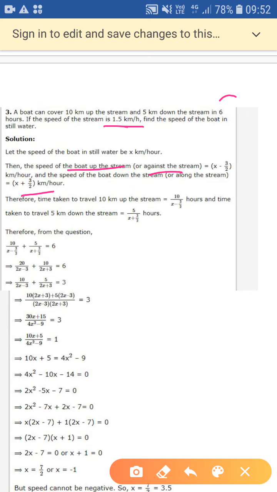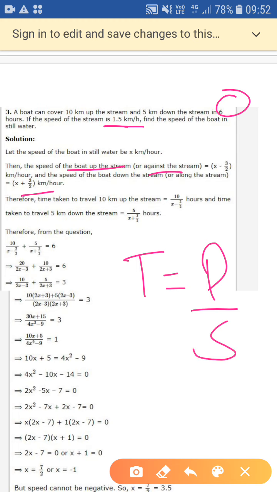Now again you can see that the total time is given, that is 6 hours. The total time taken by the boat to cover both the distances is 6 hours. So again we will use this relation, that is time equals to distance over speed. So distance upstream is 10 km, and speed is x minus 3 by 2, and distance downstream is 5 kilometer and the speed is x plus 3 by 2.